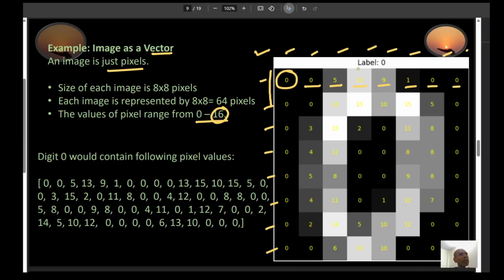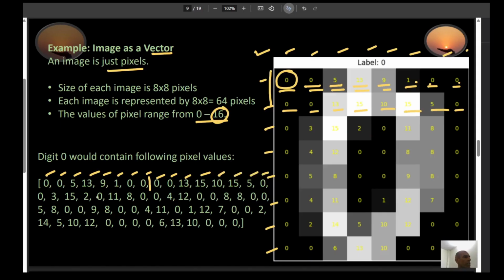Now, I can represent this image through a vector. And this is the representation of this vector. So 0, 0, 5, 13, 9. And then it goes 1, 0, 0. So this is my first row right here. And then it starts with 0, 0, 13, 15. Then it goes 10, and then 15, 5, and 0.